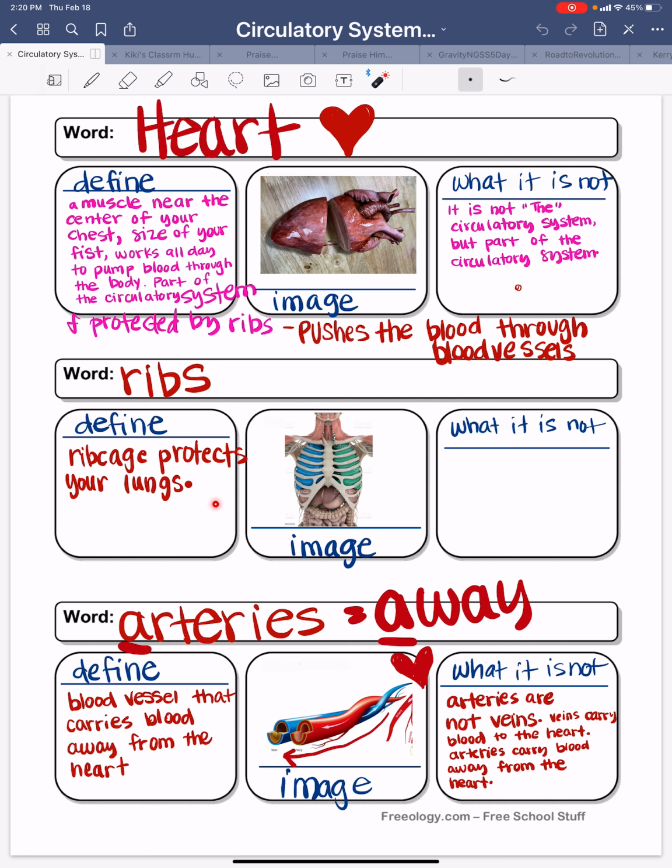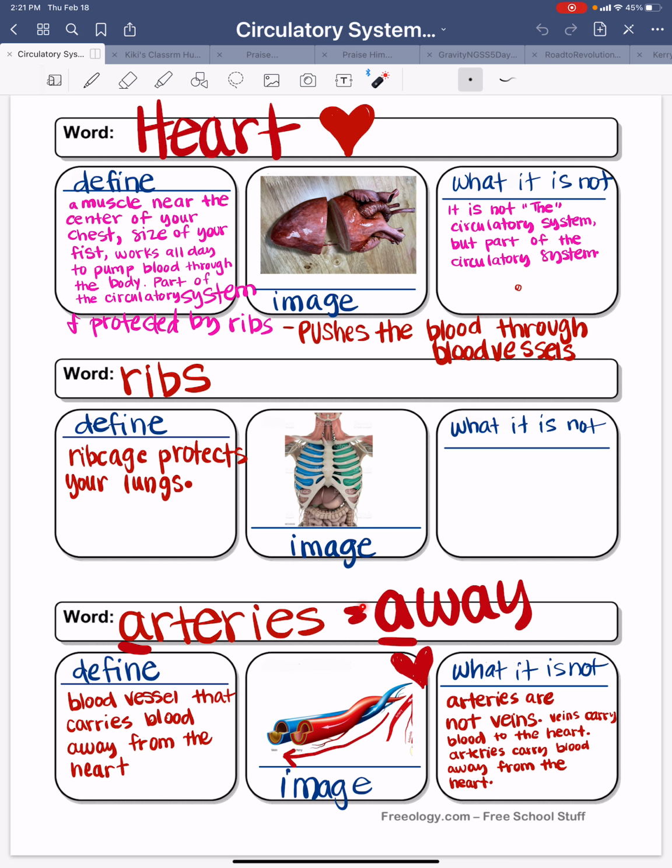Your ribs are your rib cage. Your rib cage protects your lungs, and here's a good visual of it. You can see the rib cage is the off-white gray looking. Blue on the left side, the blue is the lung, and on the right side, the green is the lung.